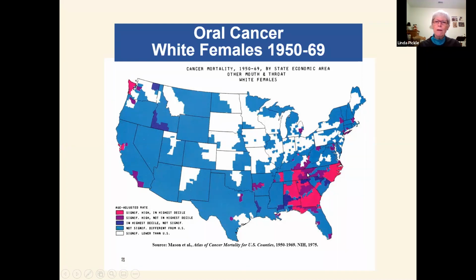So you can see right away, there's this huge cluster in the southeast of high rates for oral cancer. At first, the epidemiologists at NCI thought this was probably due to an occupational or environmental exposure. Maybe they knew a lot of women in that area worked in the textile industry. Maybe somehow it was related to fiber inhalation or something.